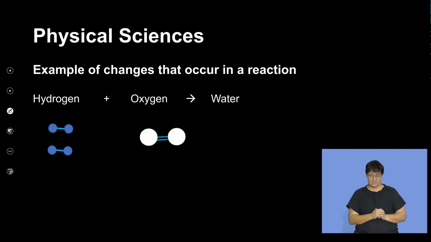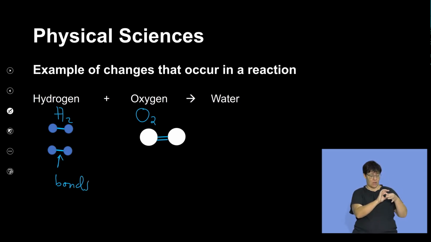Now, here's an example of a chemical change that takes place. These are molecules of hydrogen, which is a diatomic molecule. Also, we've got a diatomic molecule of oxygen. For us to form new substances, these existing bonds must be broken.